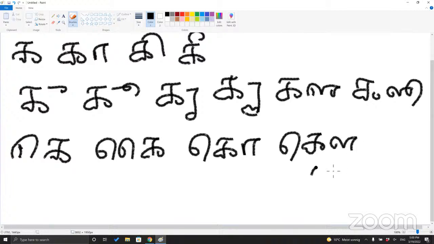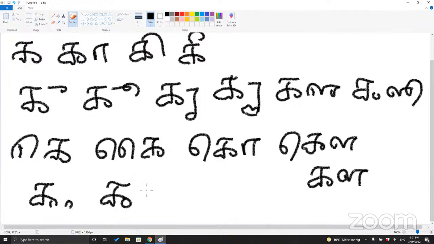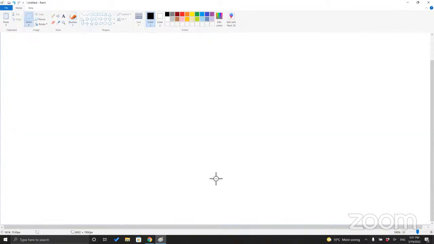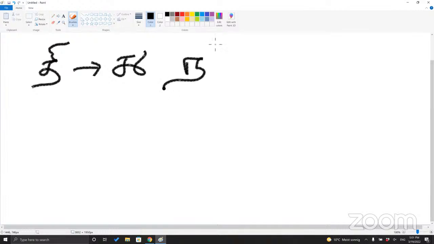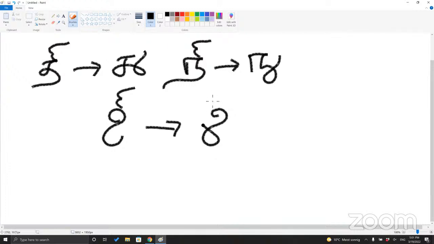Either this or this. Both are fine. Kau. And you have your kam. Right. And you have your kah. Right. And one more thing to remember, we don't write it like this, but rather like this. Right? We don't write it like this, but rather this. We don't write it like this, but rather this. And these are the exceptions.